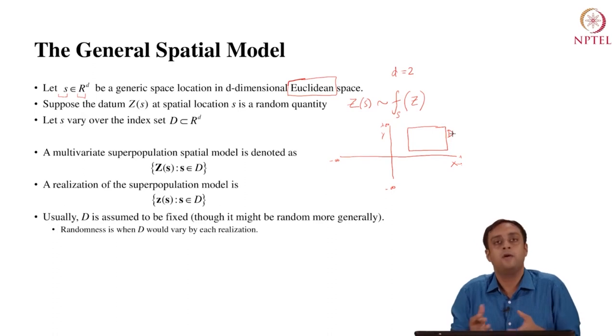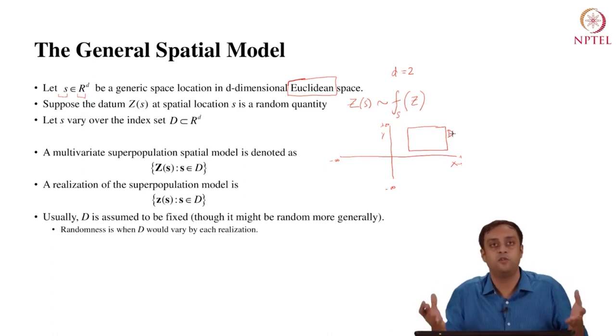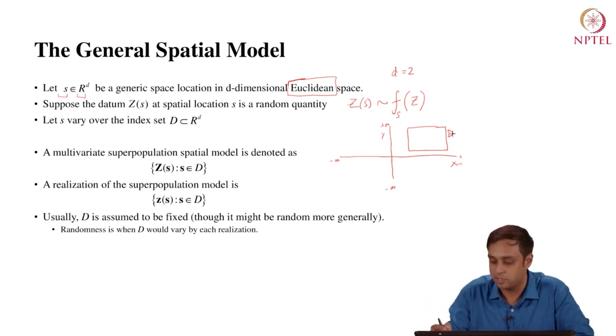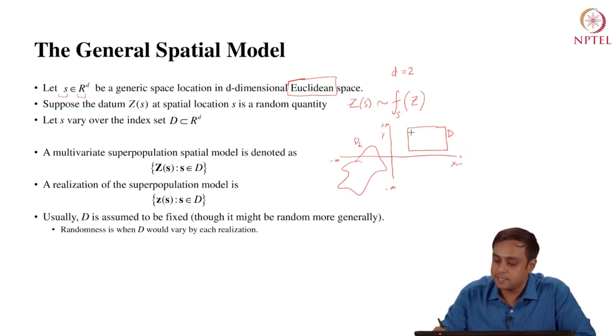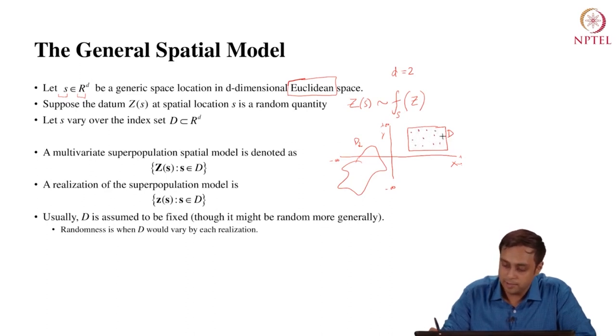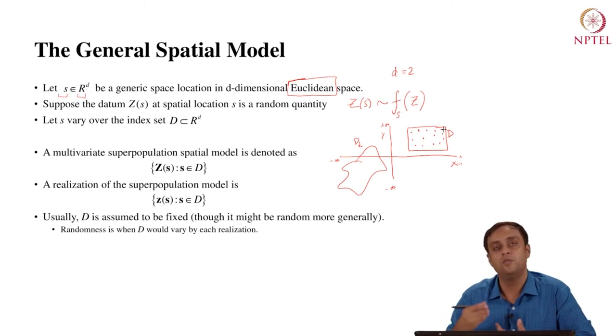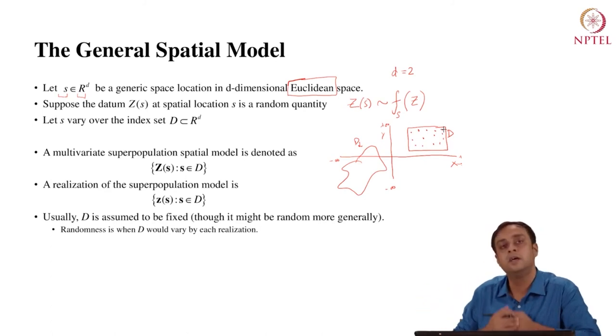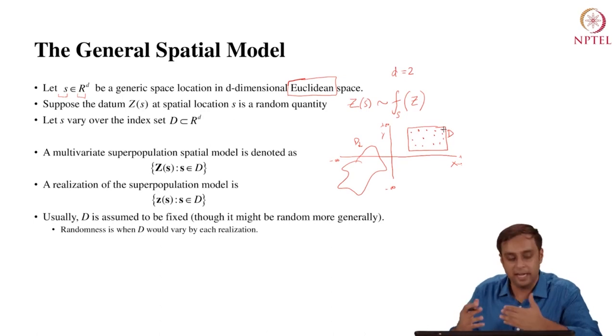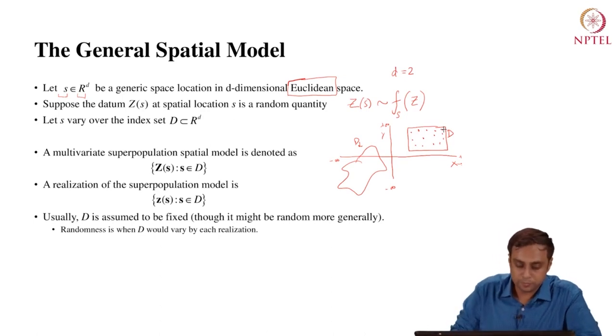Of course, it doesn't have to be a rectangle or a square. It can be any regular polygon that you can imagine. So I can also draw a more complicated domain D for your understanding. And S is only allowed to vary in this D. So at a time we are going to work with a given domain in this d-dimensional real space. To understand concepts, we are setting d equals 2.